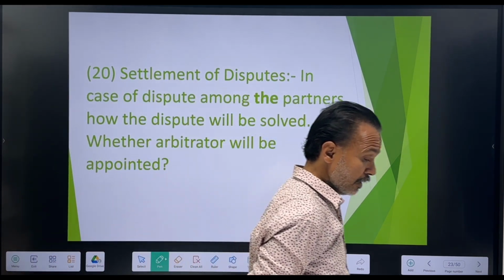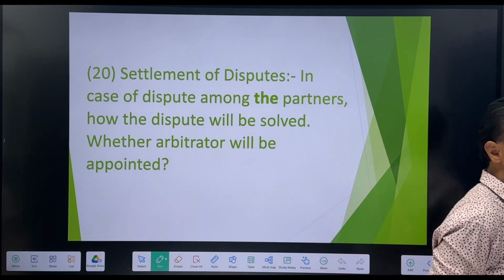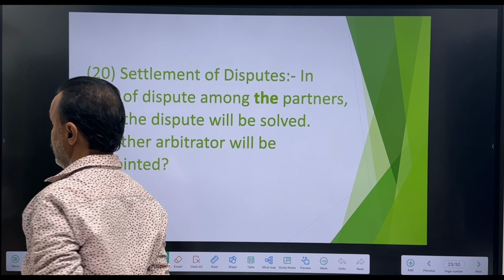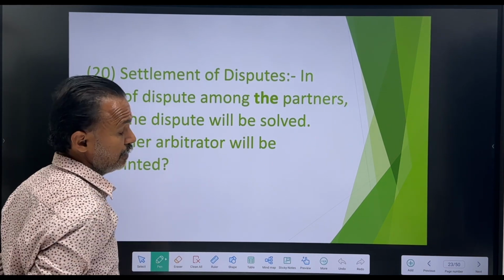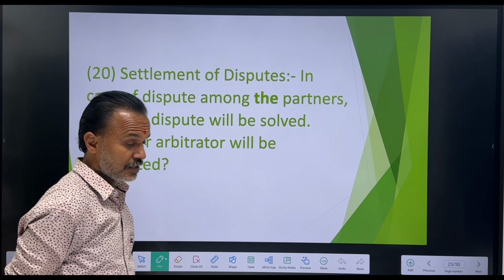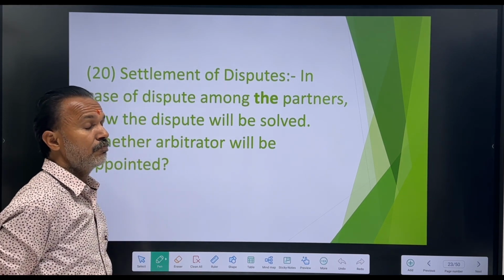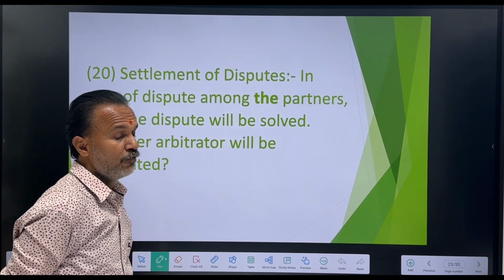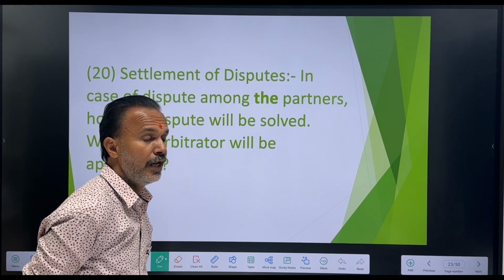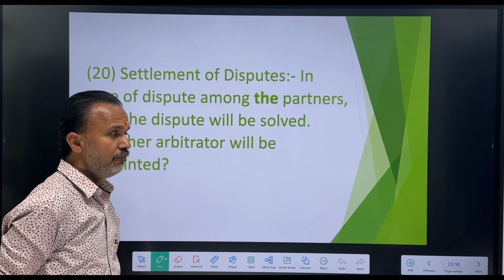So these are the contents of the partnership deed which are recorded in the partnership deed, but these are not fixed. These things are dependent upon the partners. If the partners think that these are the points for disputes among them in the future, then all these points are recorded in the partnership deed.